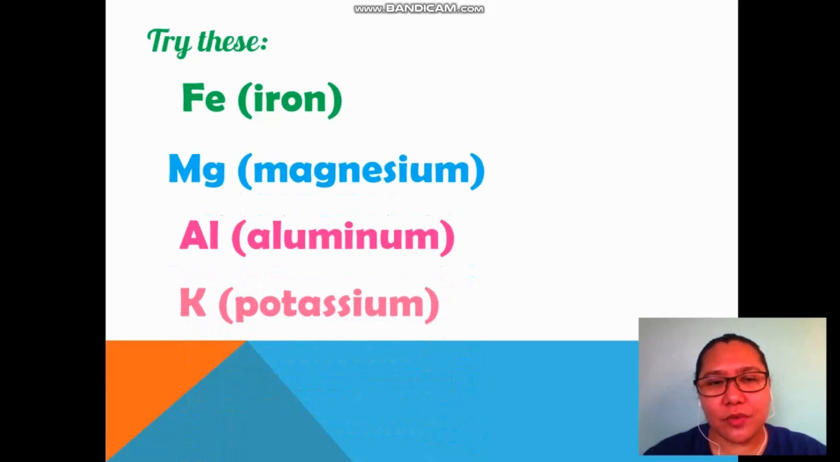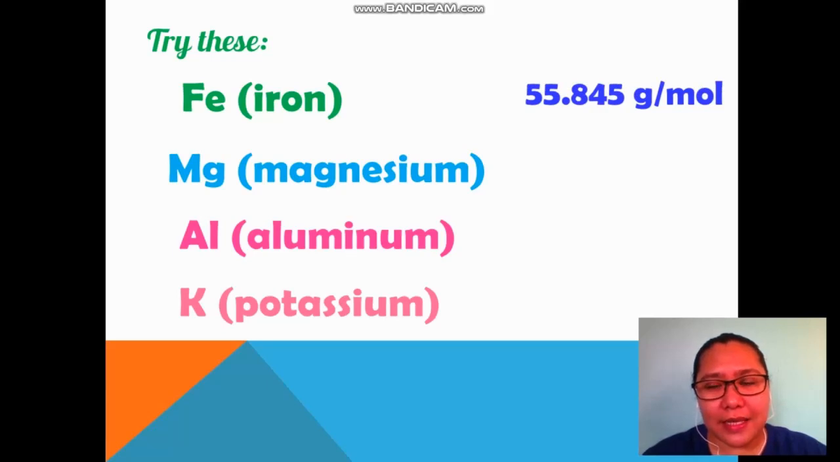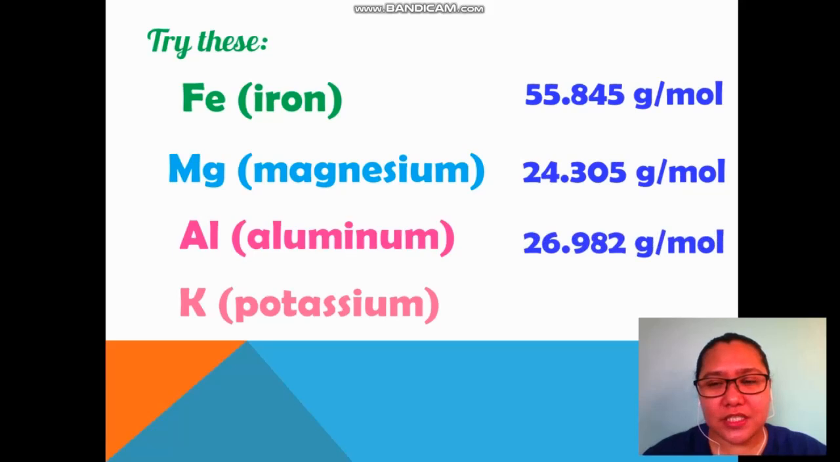Using your periodic table, you can find out that iron has an atomic weight of 55.845. Therefore, it has a molar mass of 55.845 grams per mole. Magnesium has 24.305 grams per mole, aluminum has 26.982 grams per mole, and potassium has 39.098 grams per mole.